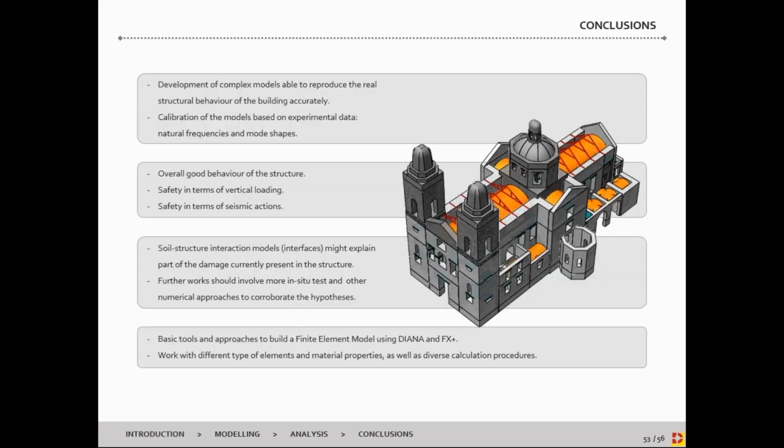So finally, we get to the conclusions. So what have we learned? We have seen different approaches and techniques to create and analyze a finite element model. We were able to calibrate the model, so now we have models which are representative of the real behavior of the structure and can be used for later analysis. We have checked the safety condition of the structure with different scenarios, and it shows overall good behavior. And in any case, we can always do better and more.